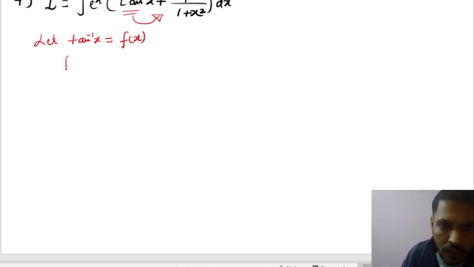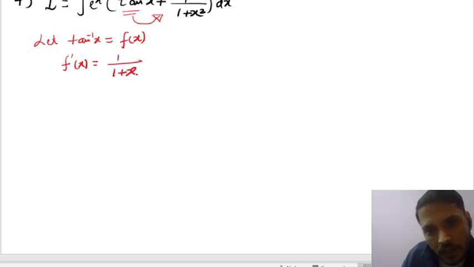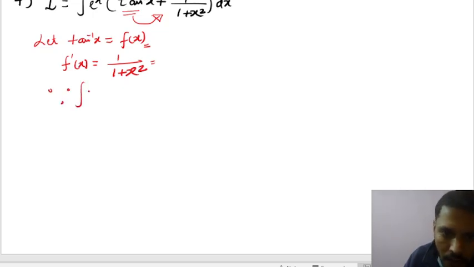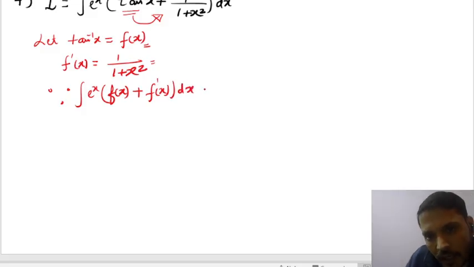If you are taking the differentiation of f dash of x, this will become 1 by 1 plus x square. All right. That means this is given first and this is given second. That means yes, it is in the form of what? Since we know that whenever we have integration in the form of e to the power x into f of x, and the differentiation of this f of x is present here, that means f dash of x into dx, then directly our answer will be e to the power x into f x plus c.